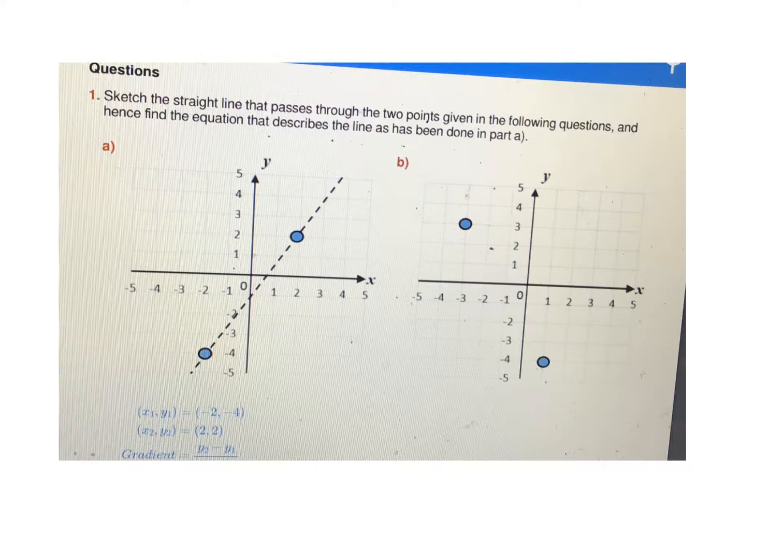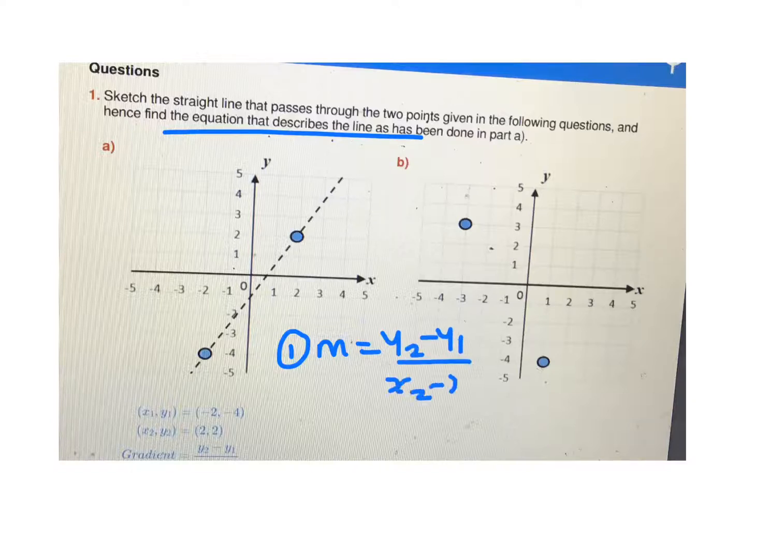Okay, so just looking at this here: sketch the line that passes through 2 points given the following question, and hence find the equation. If I've got these 2 points, the first thing you find in the equation is you have to find the gradient. Now to get the gradient it's y2 minus y1 over x2 minus x1, so it's the difference in the y's over the difference in the x's.